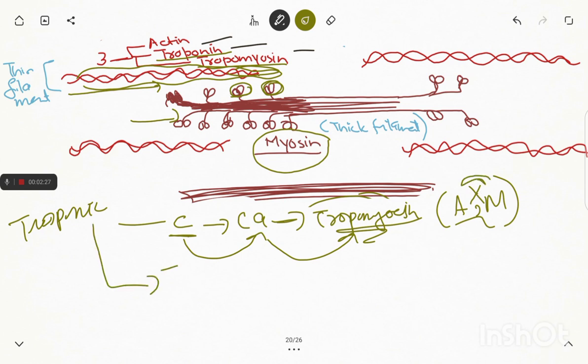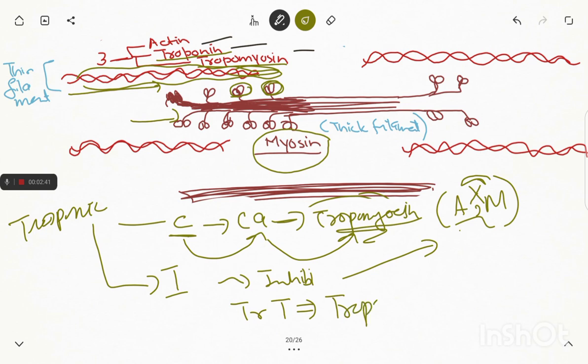Then we have troponin I that actually causes inhibition of the coupling of actin and myosin. So it inhibits them. And last we have troponin T. Troponin T basically binds troponin to tropomyosin. It links troponin to tropomyosin.